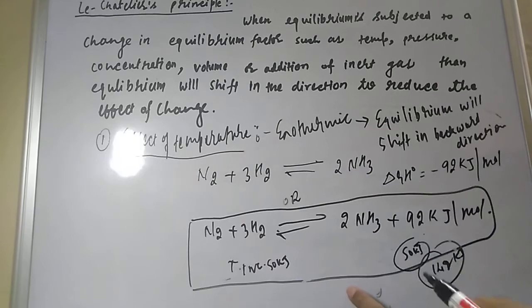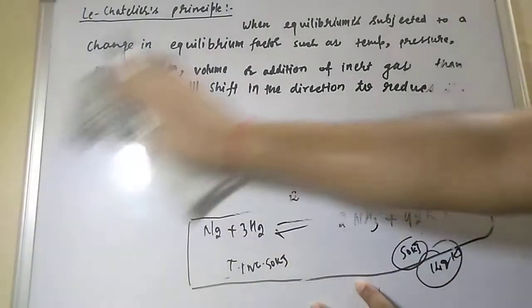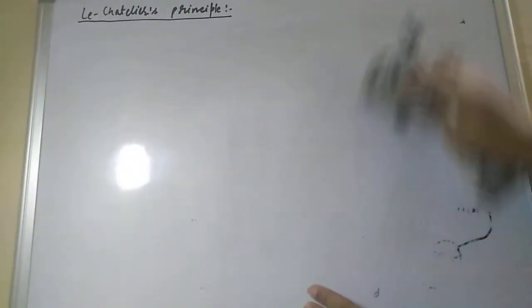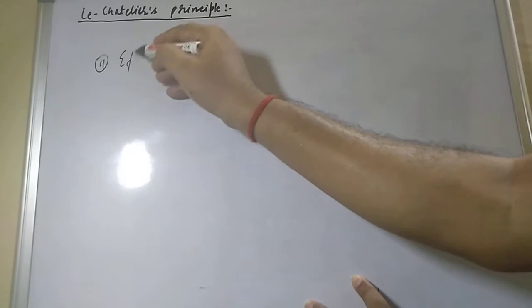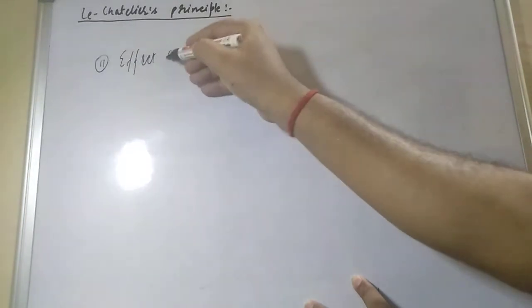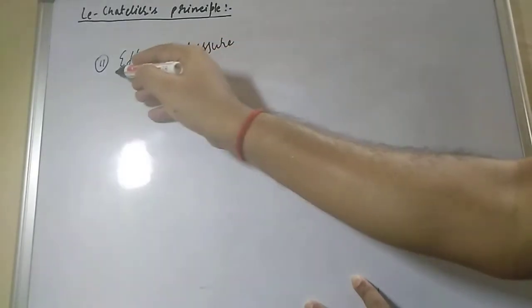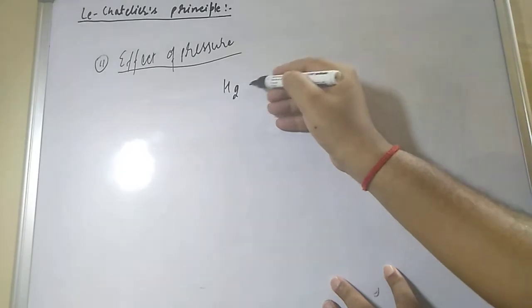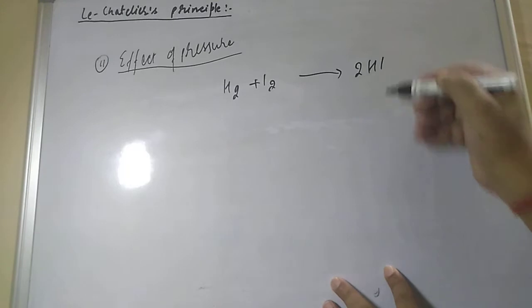Now we go for the other factor, student. Let us study the effect of pressure also. The second important factor we are going to study is the effect of pressure. So for any gas you take, suppose we take H2 plus I2 giving 2HI.